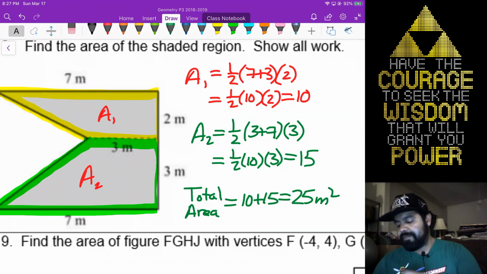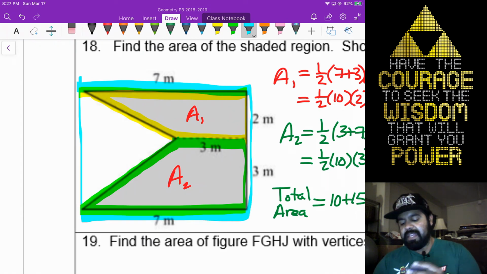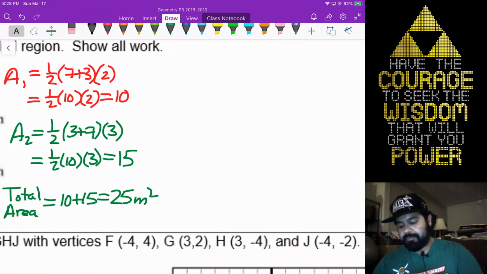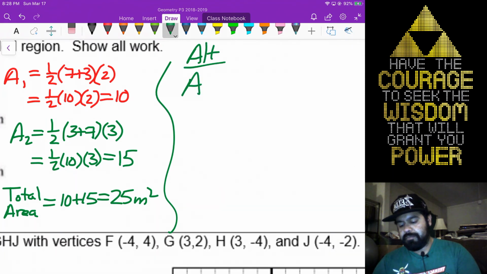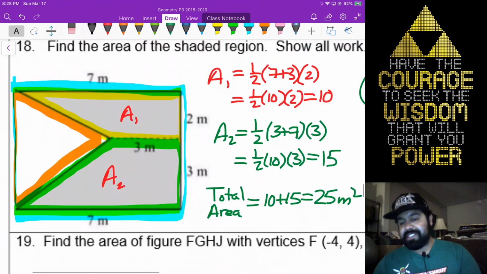Now, alternatively, what you could have done was said, hey, overall, I have this rectangle of a sort. And inside of that rectangle, there was a triangular slice that was taken out. So we could say the area of the rectangle minus the area of the triangle. So again, our rectangle is just going to be 7 times 5.